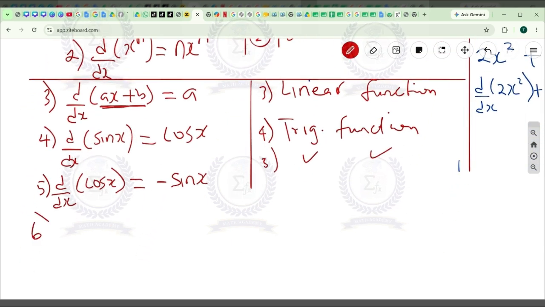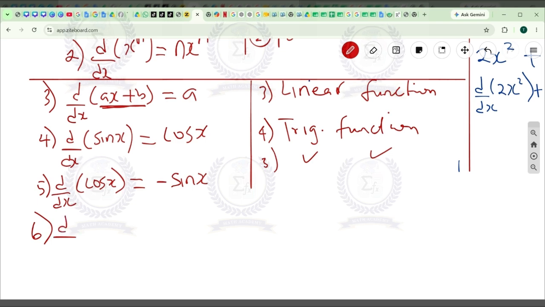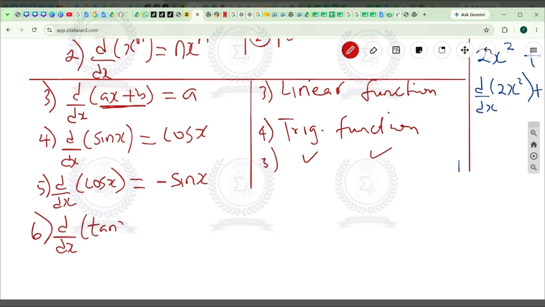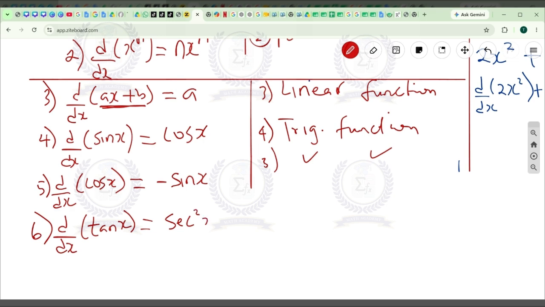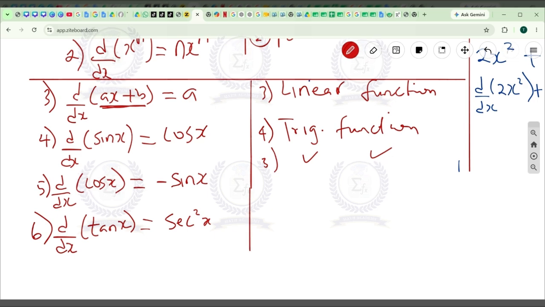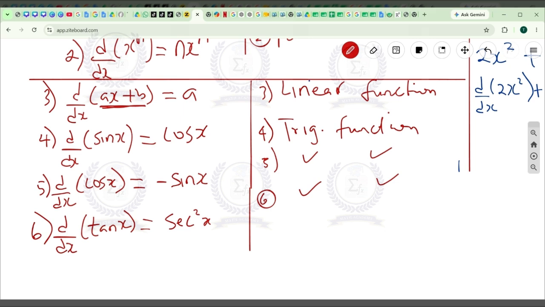Okay, so number 6, when we are to differentiate another trig function, if we have tan x, it's also a trig function. So what we get is sec square x. This is what they call the secant square x. So this is number 6. It's also a trig function. That's when you use it. Whenever you want to differentiate tan x, you get secant square x.